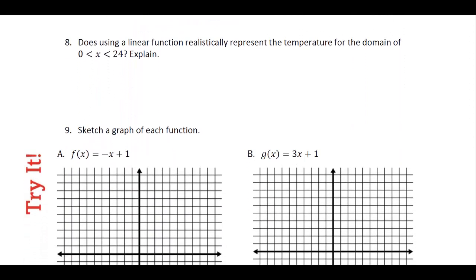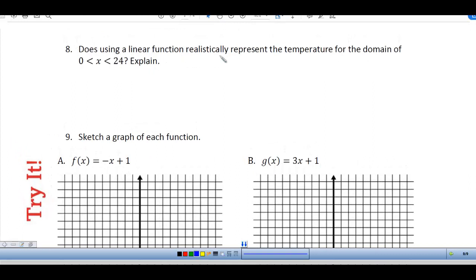Now, think about this given some context. Does using a linear equation or a linear function realistically represent the temperature for a domain of 0 to 24? So this is a realistic domain because x, we're talking about time, in this case hours of a day. And this is based on the context of the above problem from 6. So that makes sense. I can have 0 hours, so my initial time up to 24. That's going to roll into the next day.